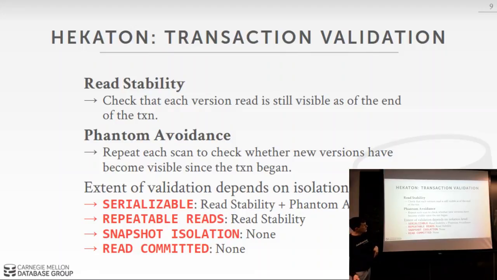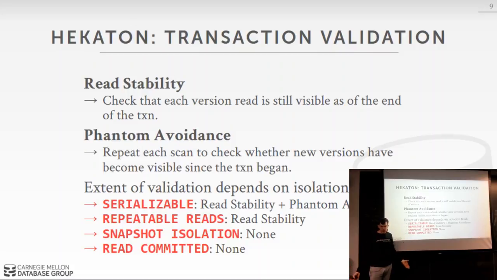So in order to do transaction validation, there are two steps we're going to need to do. There are no write-write conflicts, because if I try to write to the same tuple as somebody else, I get aborted. So we don't have to worry about that. It's really the read-write conflicts we have to deal with. The first check we have to do is called read stability. This is where we go back and see whether any version of a tuple we read is still considered visible by the end of our transaction.